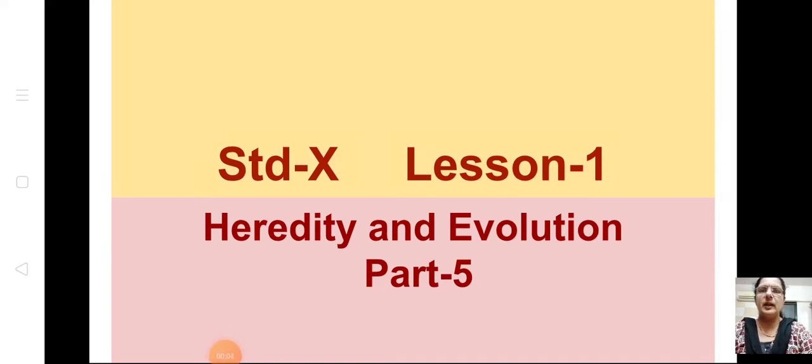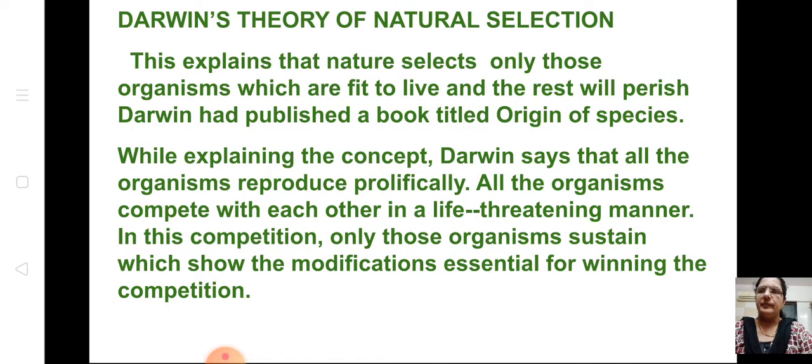We have come to the last part of lesson number 1, Heredity and Evolution. Now let us see what we will learn today. First, we will learn about Darwin's theory of natural selection. What does it explain? That nature selects only those organisms which are fit to live and the rest will perish. This I already told you. According to the environment, some organisms will survive, others will perish.